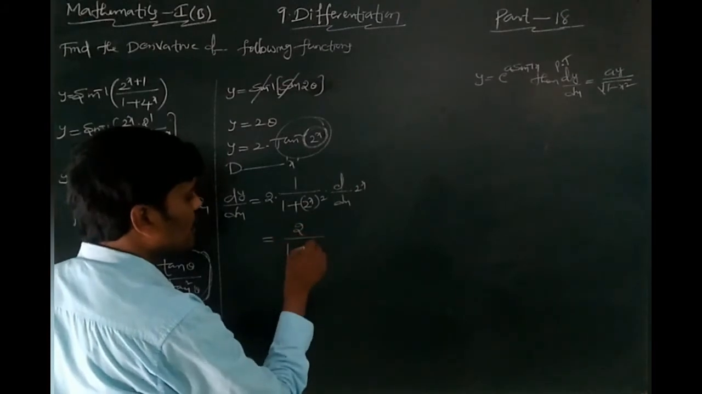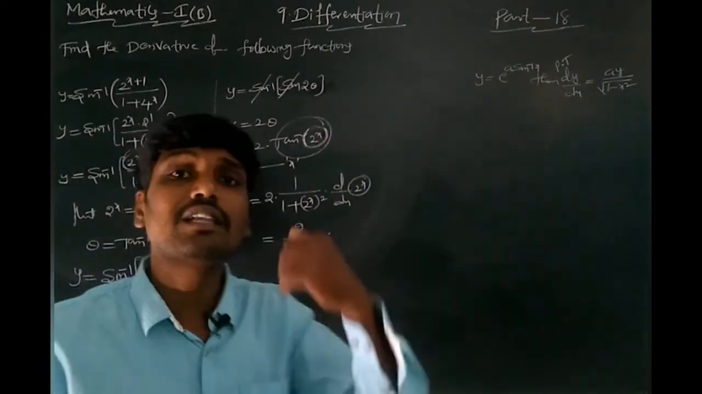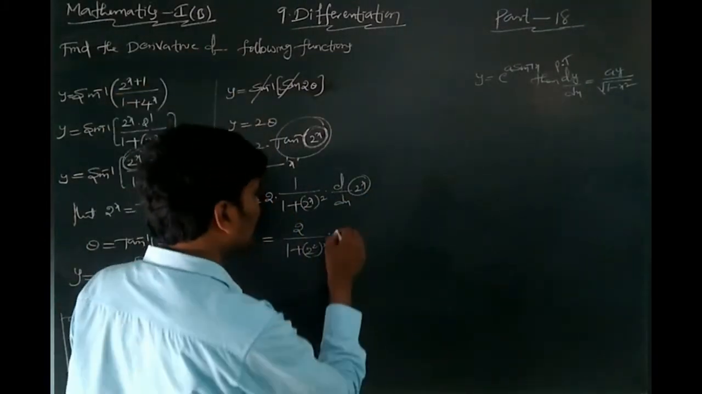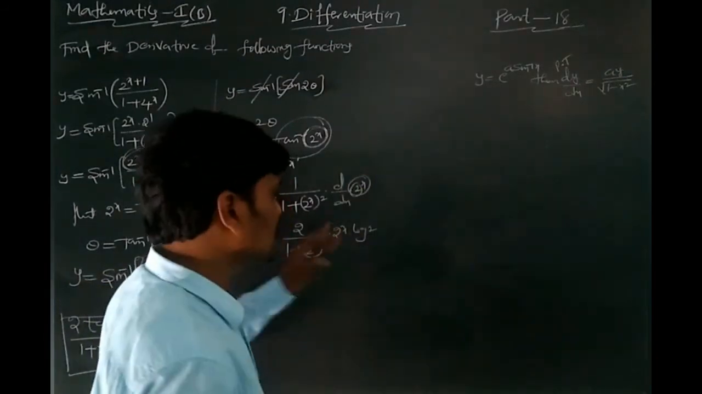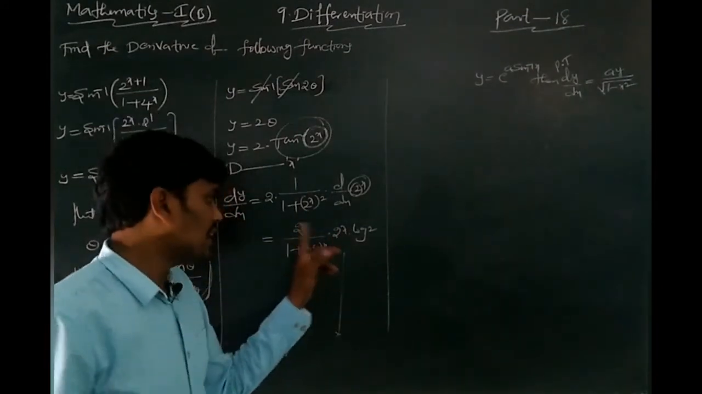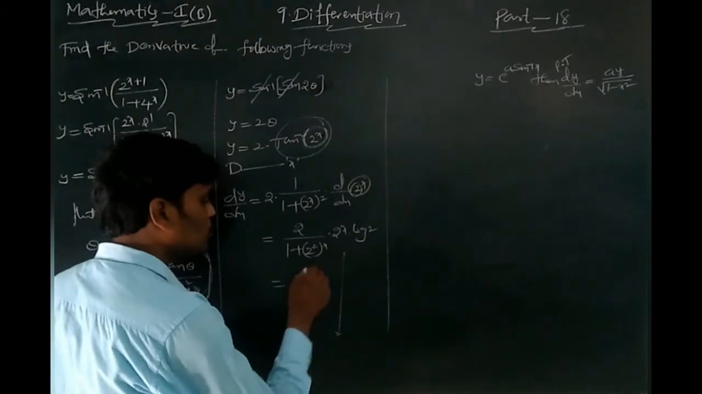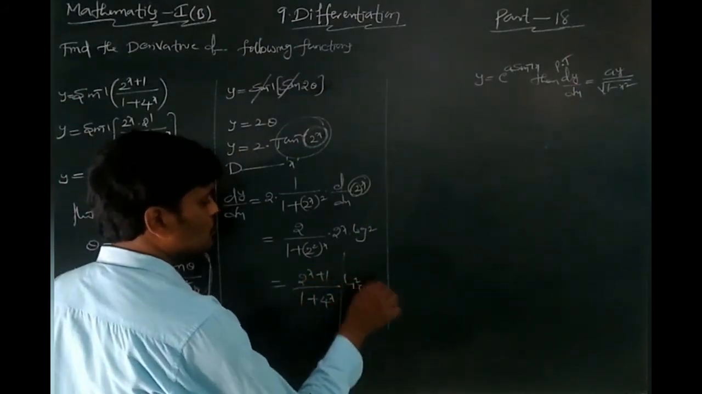Here you can write 2 by 1 plus (2 square) whole power x into the 2 power x derivative, which is nothing but a power x derivative. What is the a power x derivative? a power x into log a, so 2 power x into log 2. What is the value of a? 2. This is the answer. After that you can simplify this answer. 2 power x into 2 is nothing but 2 power x plus 1, by 1 plus 2 power x plus 1, by 1 plus 4 power x, into log 2, plus c.